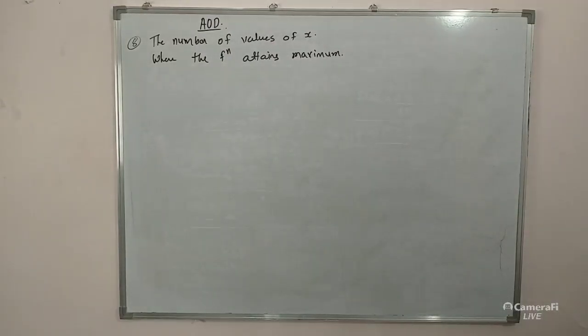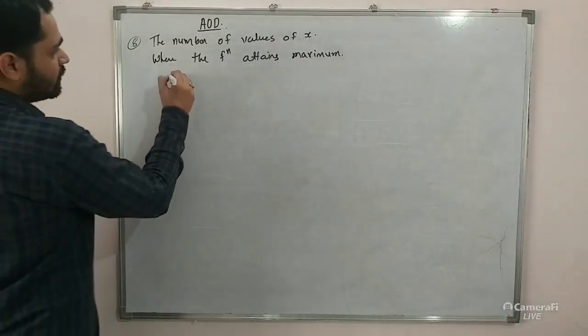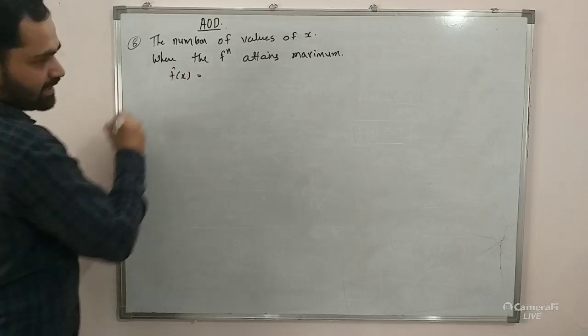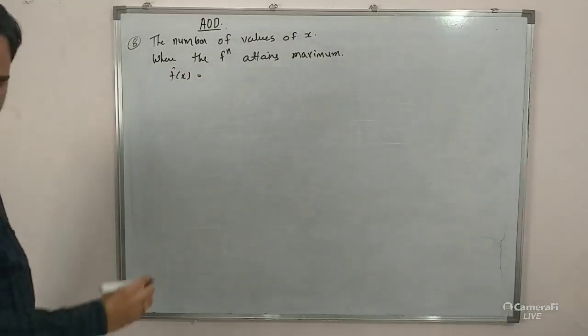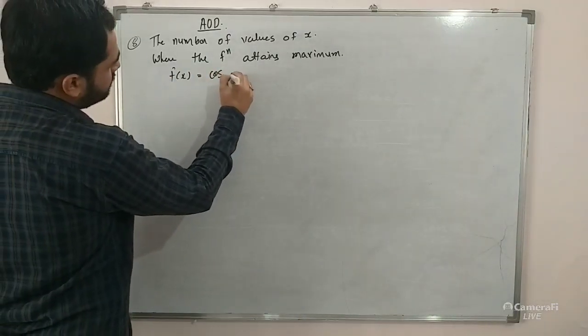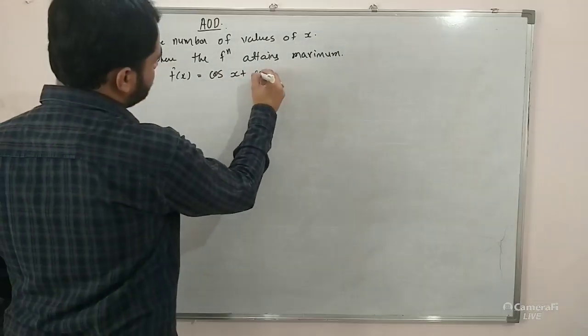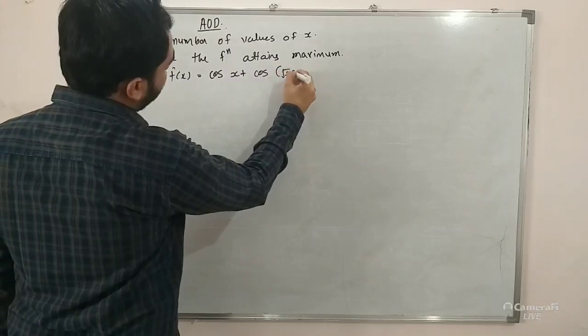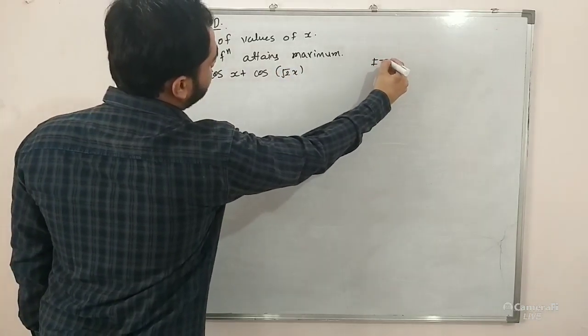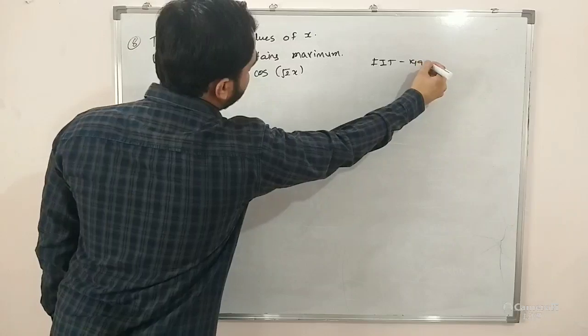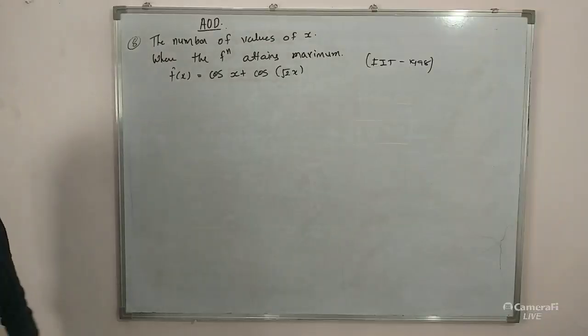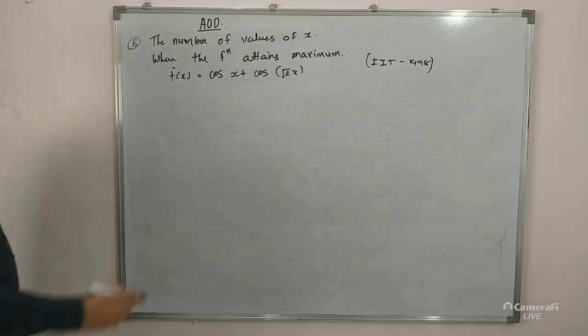So our target is to find the number of maxima points, and the function is given as f of x is equal to cos x plus cos root 2x. This is the question of IIT 1998. Okay, so we are going to solve this problem.